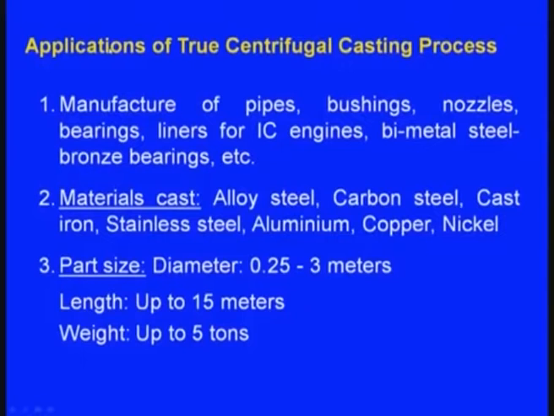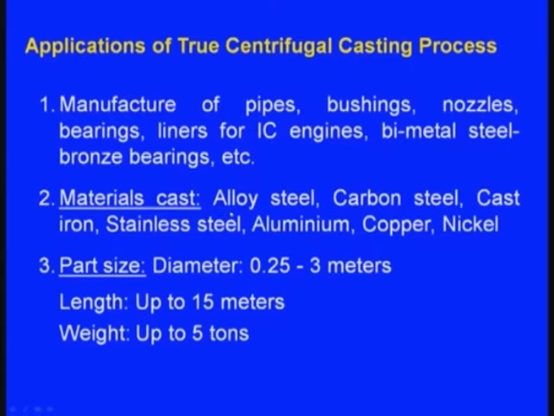Now, what are the applications of the true centrifugal casting process? Manufacture of pipes, bushings, nozzles, bearings, inner liners for IC engines, bimetal steel, bronze bearings and so on. Now, what are the materials cast? Alloy steel, carbon steel, cast iron, stainless steel, aluminum, copper, nickel.